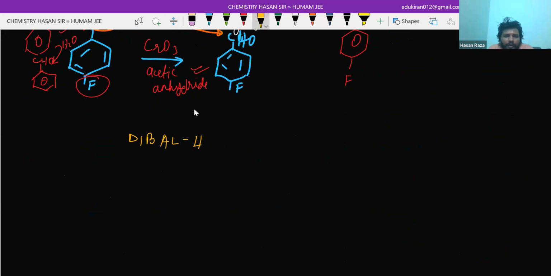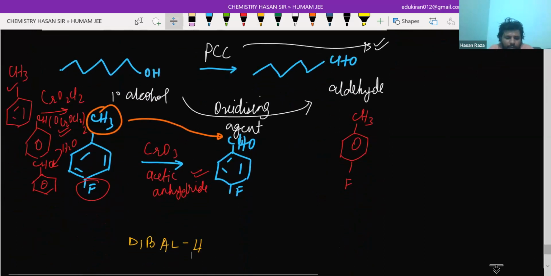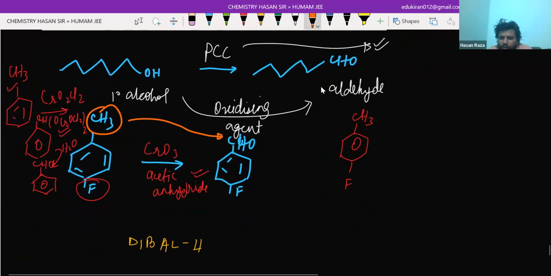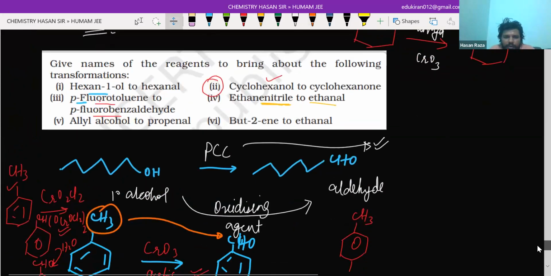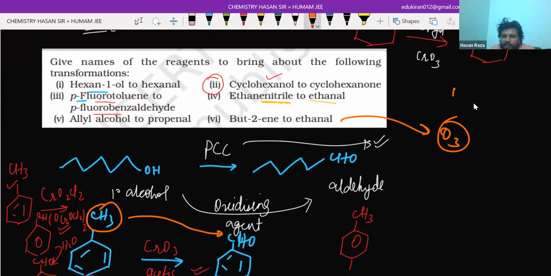After that one, which question is this? This is the allyl alcohol to propanol. So that is also allyl alcohol. Again, what we are going to use is very simple. You can use PCC, alcohol into aldehyde. And the last one is your alkene. It will be, I think, butene, 2-ene and ethanol, that will be converted with the help of ozonolysis.